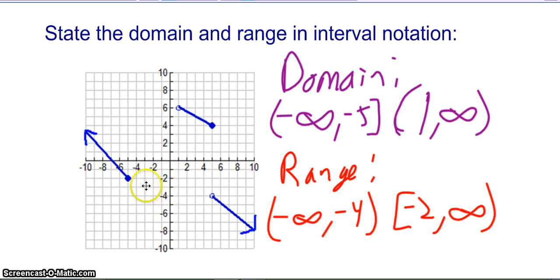Now again, I have a gap until I get to this piece here. This starts at negative 2 in the y direction. It includes the negative 2, and then it goes off to infinity in the y direction, because this is going to go up forever. I don't need to restate this piece, which would be 4 to 6, because that's included within this interval of negative 2 to infinity.